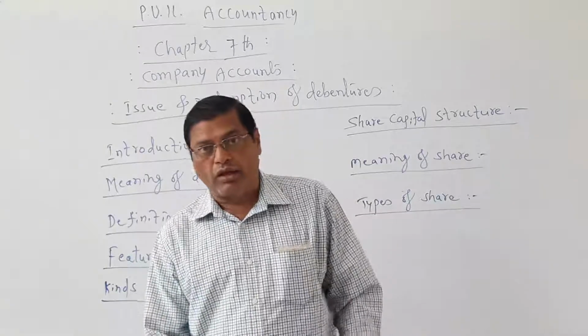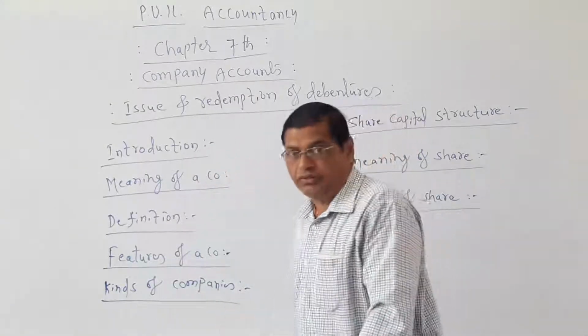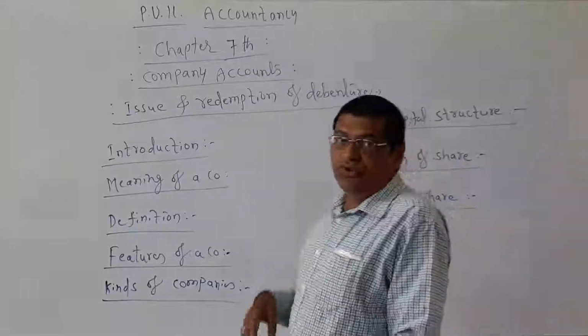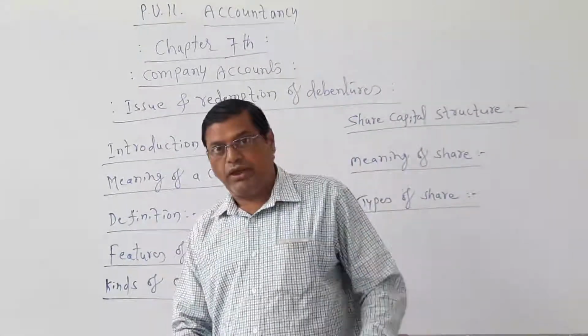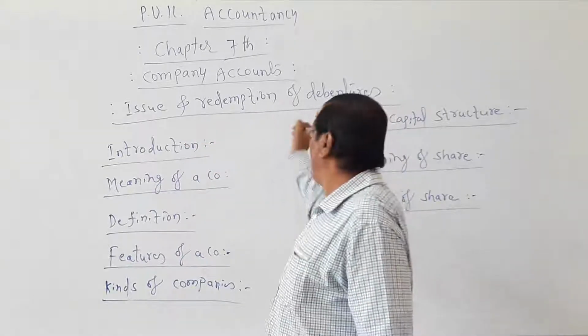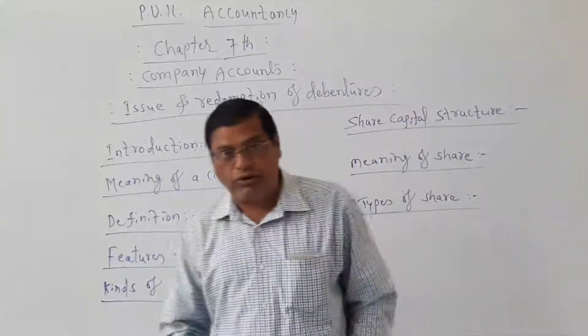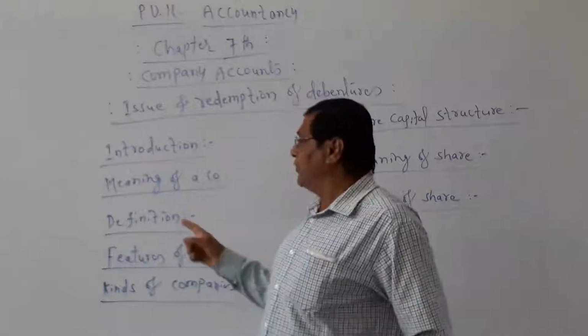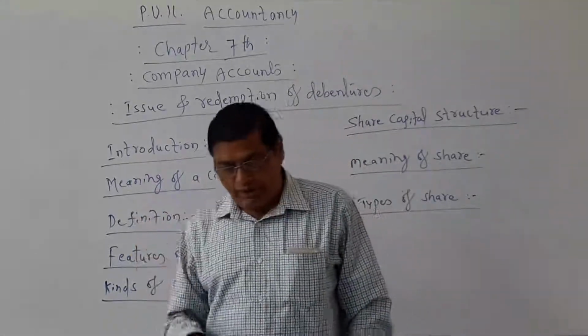Yes. Coming to chapter 7, that is company accounts. Company accounts. The subtitle is issue and redemption of debentures. In a company account, the subtitle is issue and redemption of debentures.